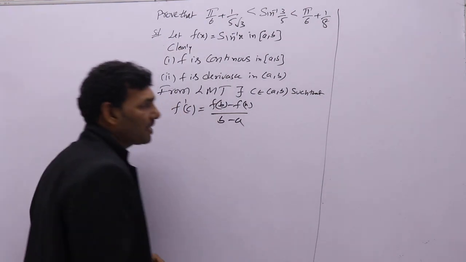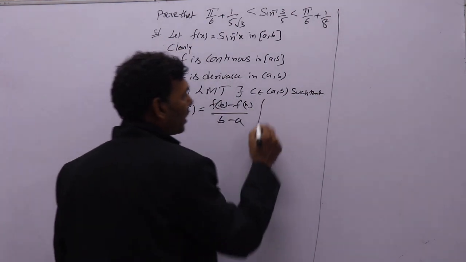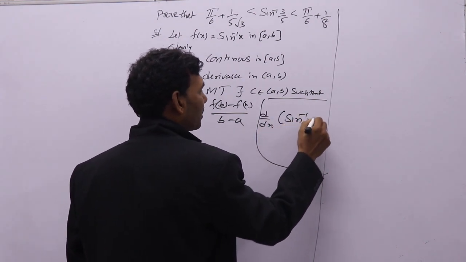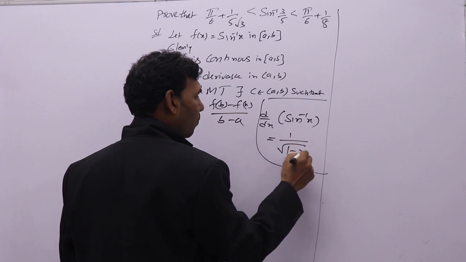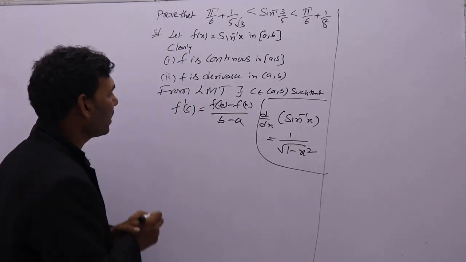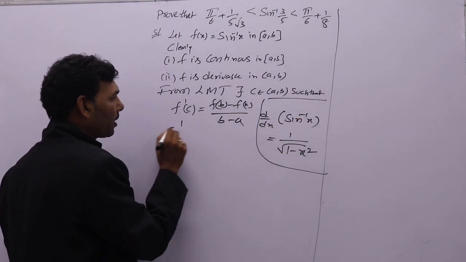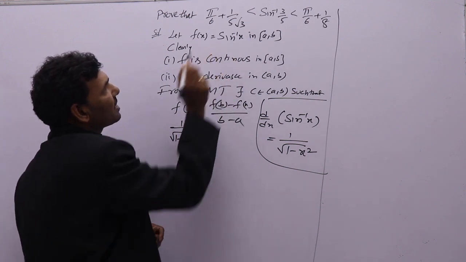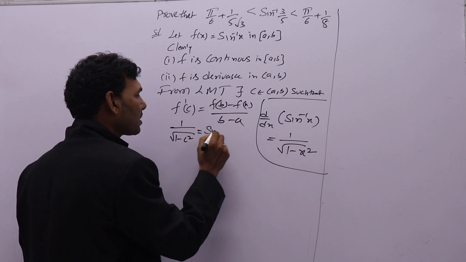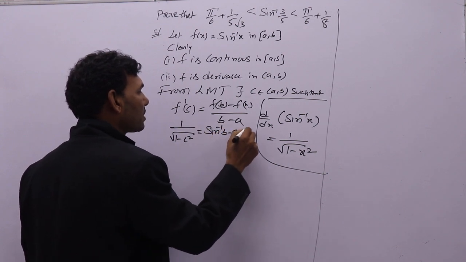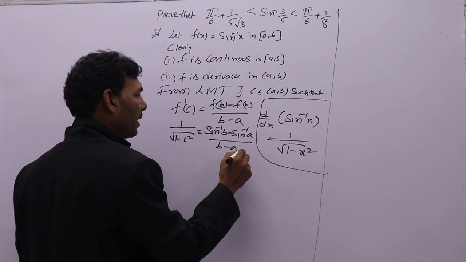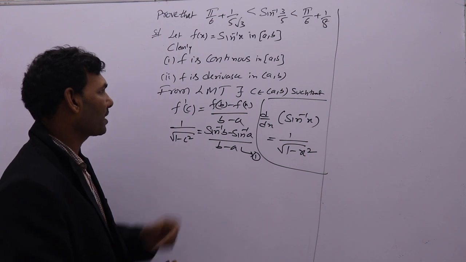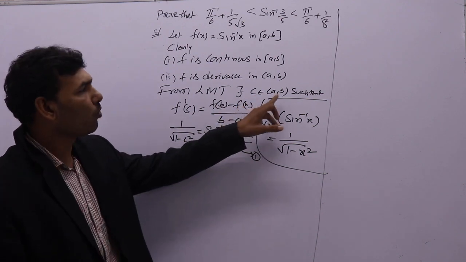Here we need to find f dash of c. To find f dash of c, you should know the differentiation of sine inverse x. Differentiation of sine inverse x is 1 by root 1 minus x square. So differentiation of sine inverse c will be 1 by root 1 minus c square. F of b means, since f of x is sine inverse x, sine inverse b minus sine inverse a by b minus a. Treat this as equation 1. Now, how did you get this direction? By taking c in open interval a comma b.